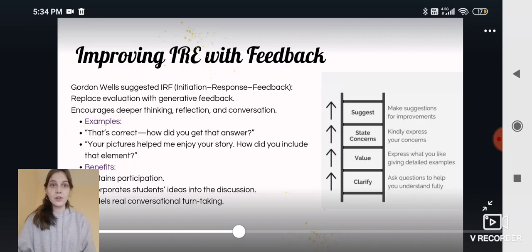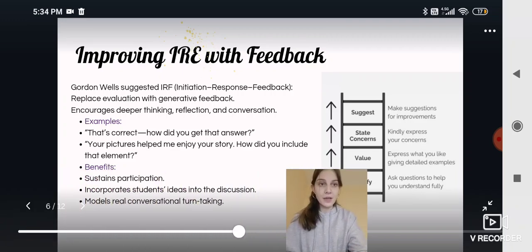For example, after the student answers the question, the teacher evaluates it, like, that's correct, but how did you get the answer? We are improving with feedback. Or with another example, your pictures help me enjoy your story, but how did you include that element? We are giving more useful, more effective feedback.